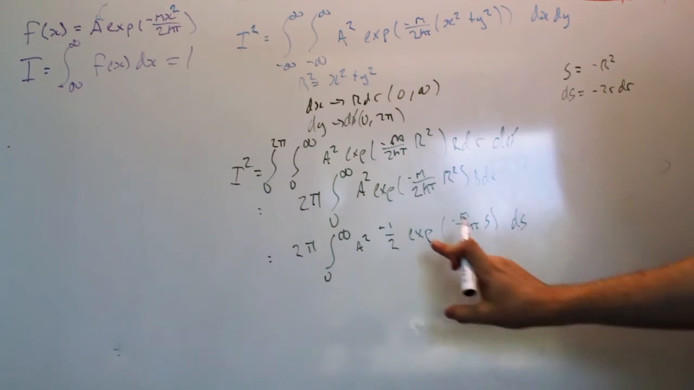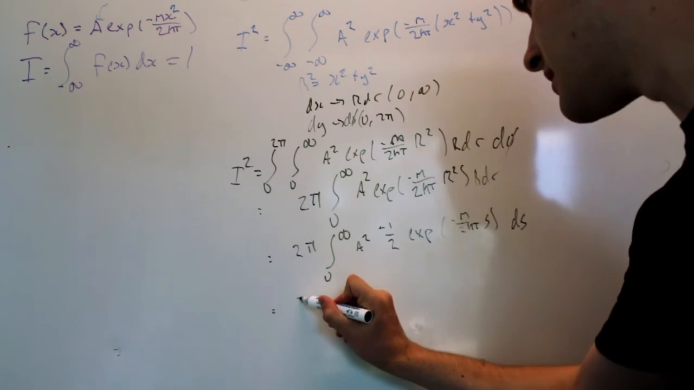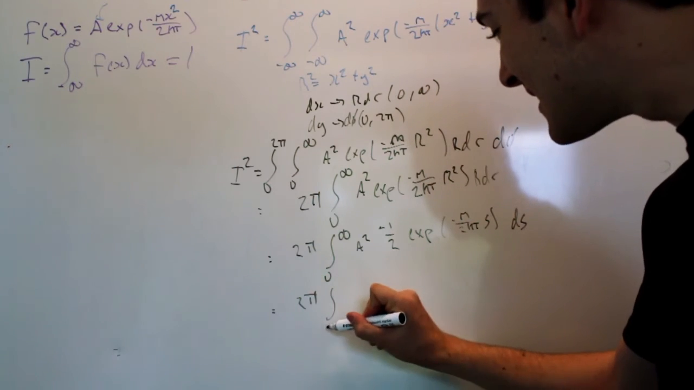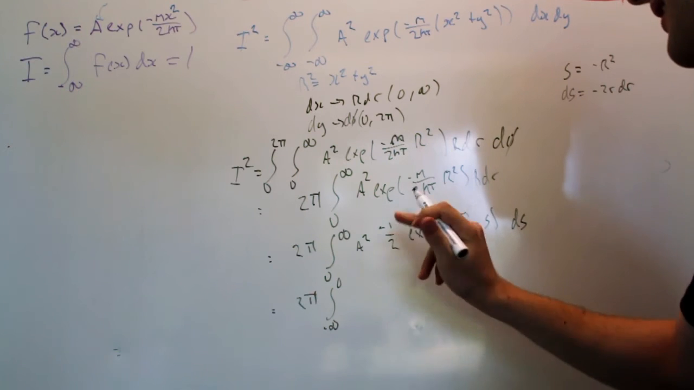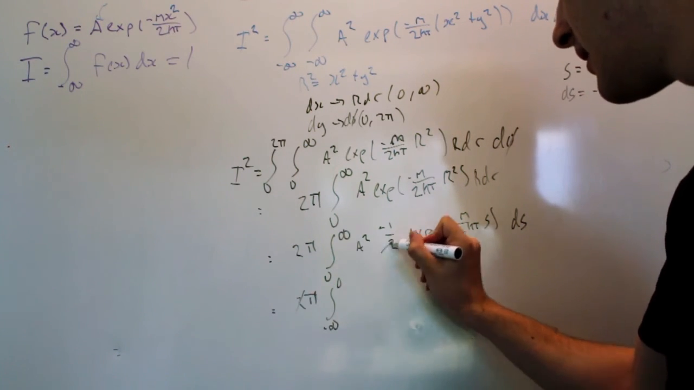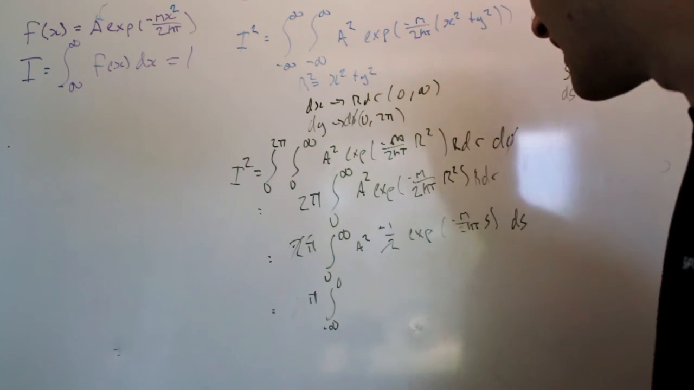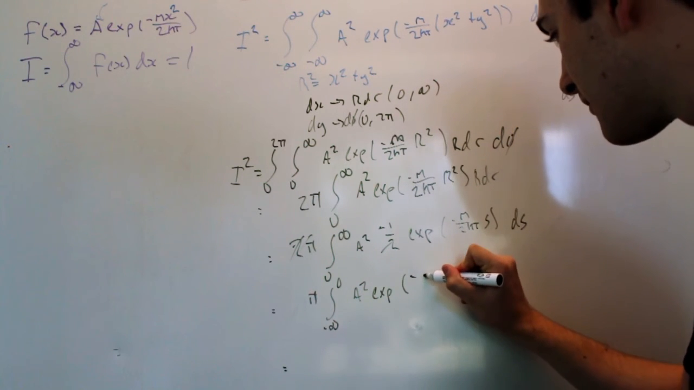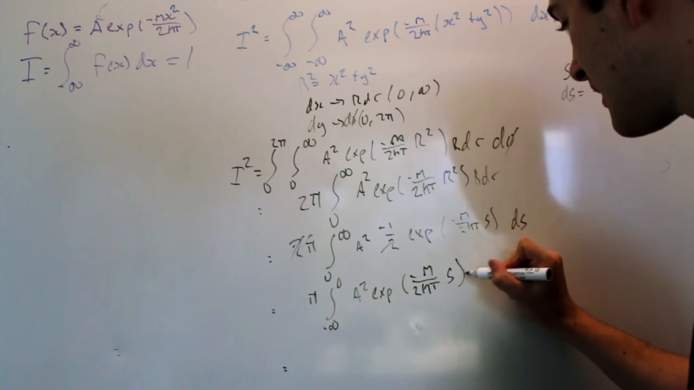Next, just to get rid of this negative sign, we can swap our limits of integration, because I think it's an even function. I think that's a property we're using. Negative infinity to 0, so we swap it around, and then this negative sign goes away, so we just get, oh, that should cancel with that half anyway. No, I've screwed it up. There. A squared exp negative m on 2kT s ds.